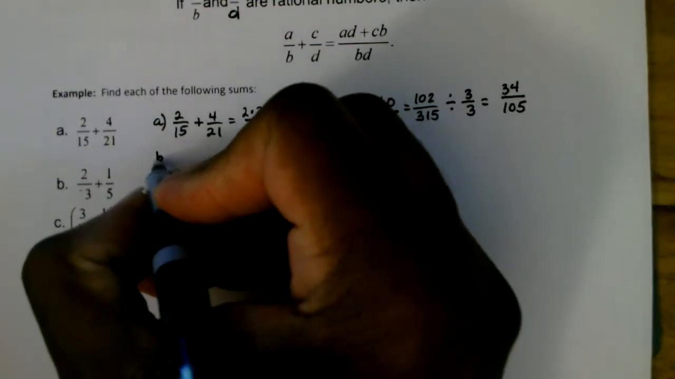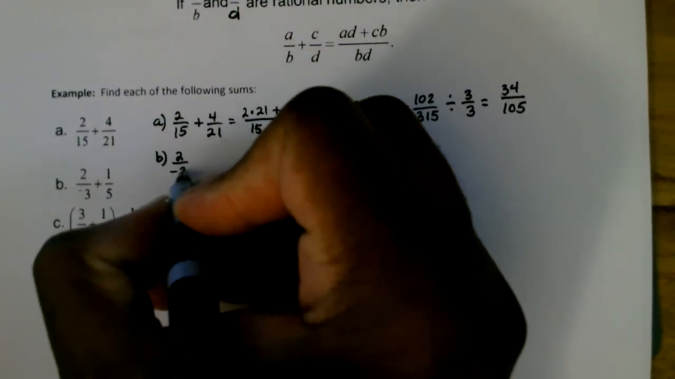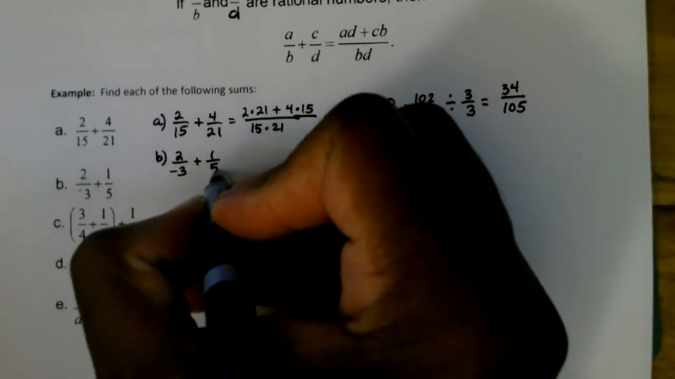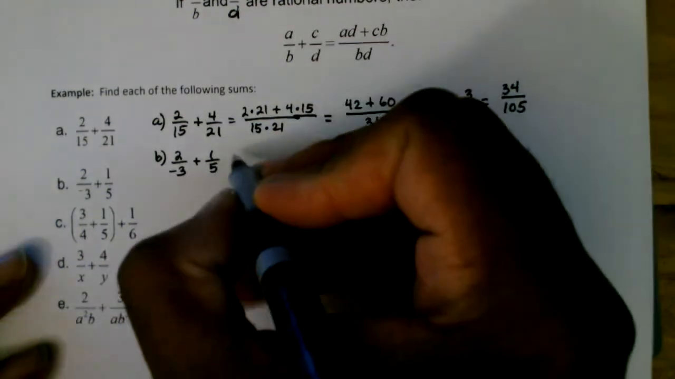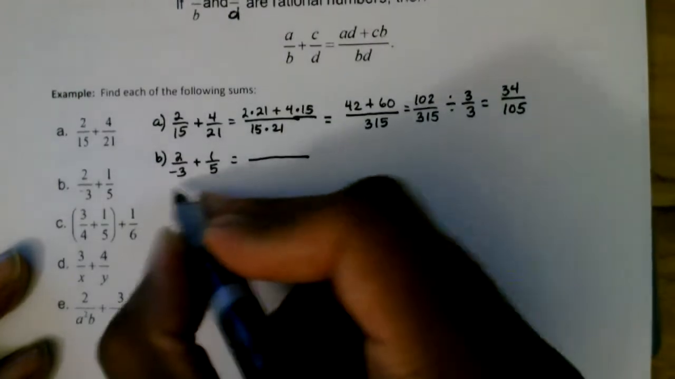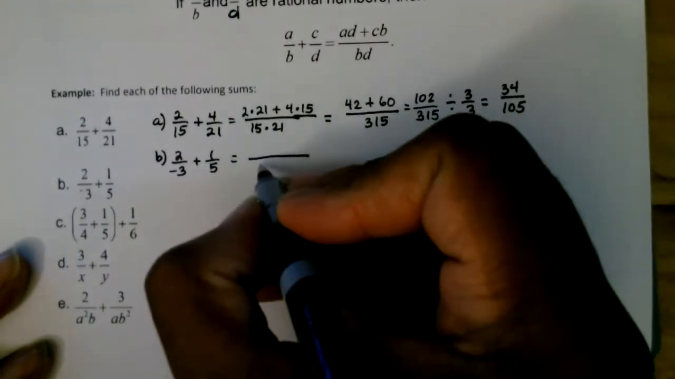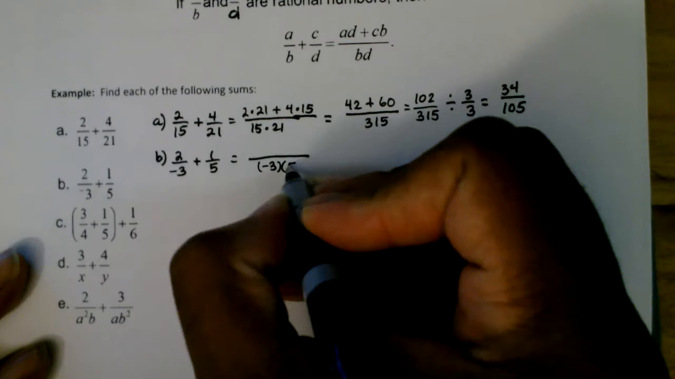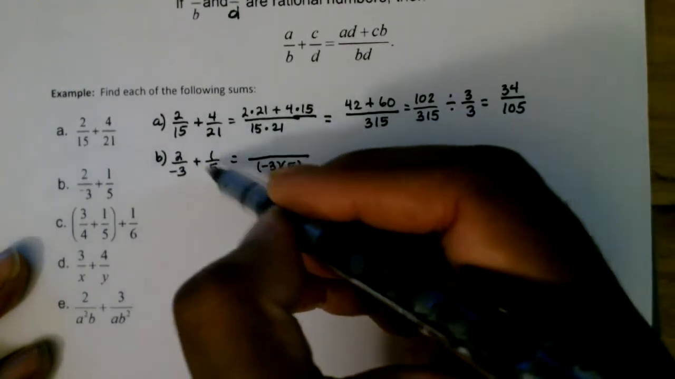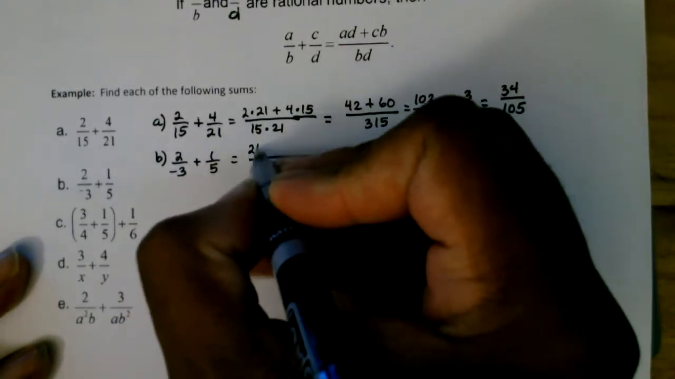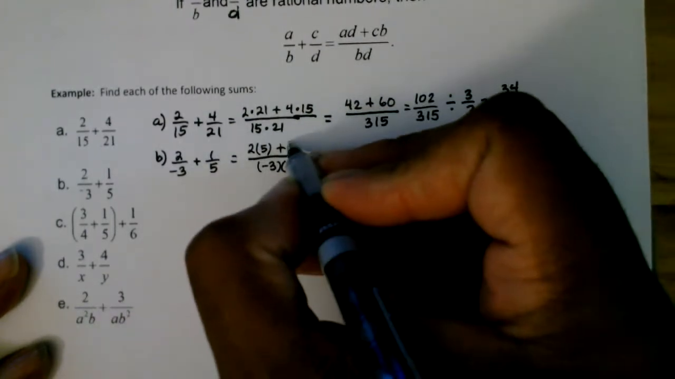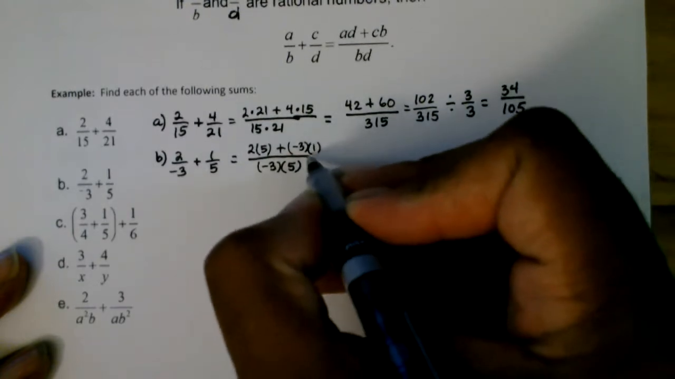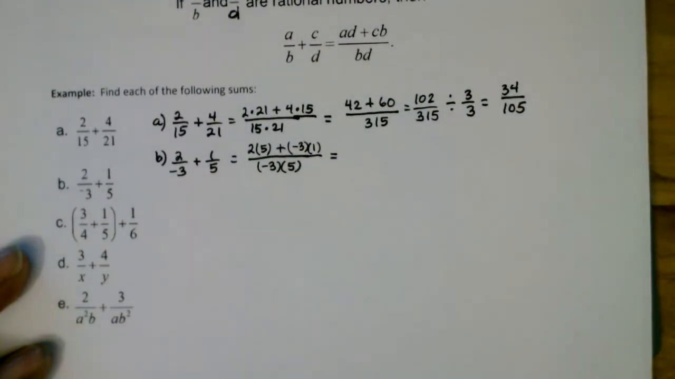Now part B, we got 2 over -3 plus 1/5. Here's what I'm going to do. Multiply my denominators here, -3 and 5. Then I'm going to do a little cross multiplying here with 2 times 5. I'll write that up here. And this is going to be plus this cross product, -3 times 1.